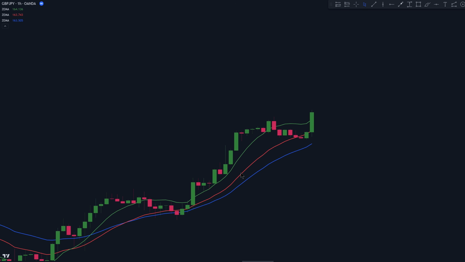As we can see here, the three ZEMA indicators were aligned to a bullish trend. Then the price pulled back and touched the red line without touching the blue line. During the pullback, we also see that there was at least one candle that opened and closed below the green line. After the pullback, this candle broke and closed above the green line, so it becomes our entry candle.